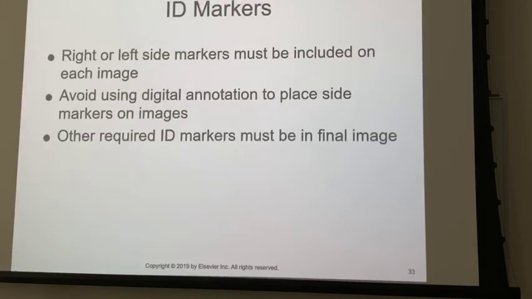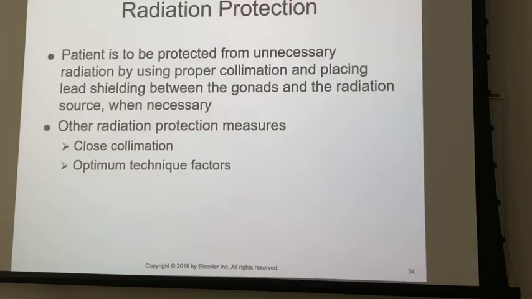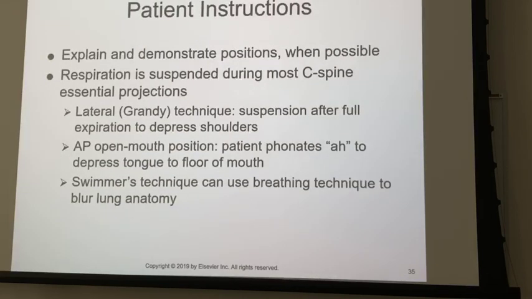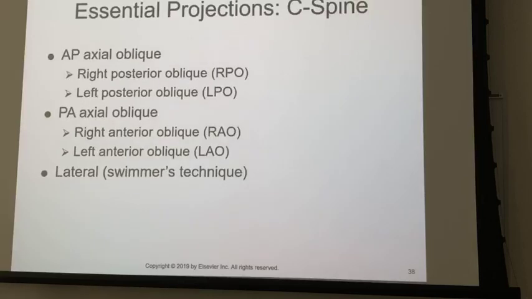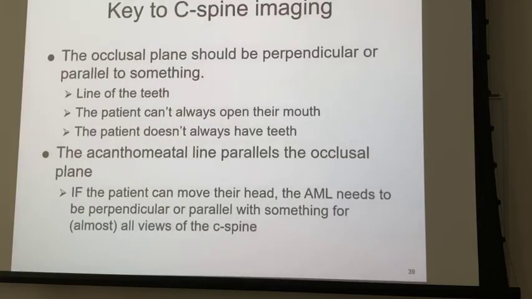It's important that when you're studying for these, you don't study things like the AP axial pillars view or any of those. Just stick with what we're talking about here. Radiation protection we already talked about, and patient instructions we'll cover specific to the exams. Essential projections are your AP open mouth, your AP axial, the AP Fuchs, which we sometimes use, sometimes not, the lateral, hyperflexion, hyperextension, the obliques, and the swimmers.